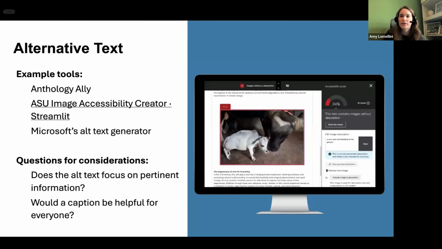All right, so alternative text. We've seen some examples already of alternative text. And again, you have to have the human in control. So this is an image of Anthology Ally. Full disclosure, I work for Anthology. It was a picture I had. But Ally does help you create alt text. What's nice about it, and what we've been very particular about, is that it won't write it for you. You have to approve it. And I think that's essential.